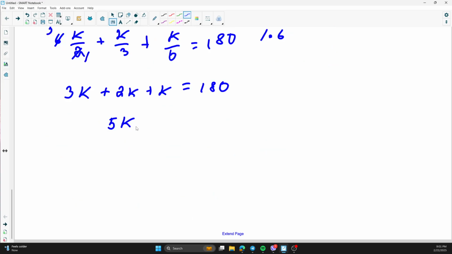And that just means 5k equals 180, which when we divide... Are you sure 5k? It's not 6k? Yeah, you got a 6k. Anyway, and then what, 180 divided by 6 is 30. K equals 30. K will be 30.